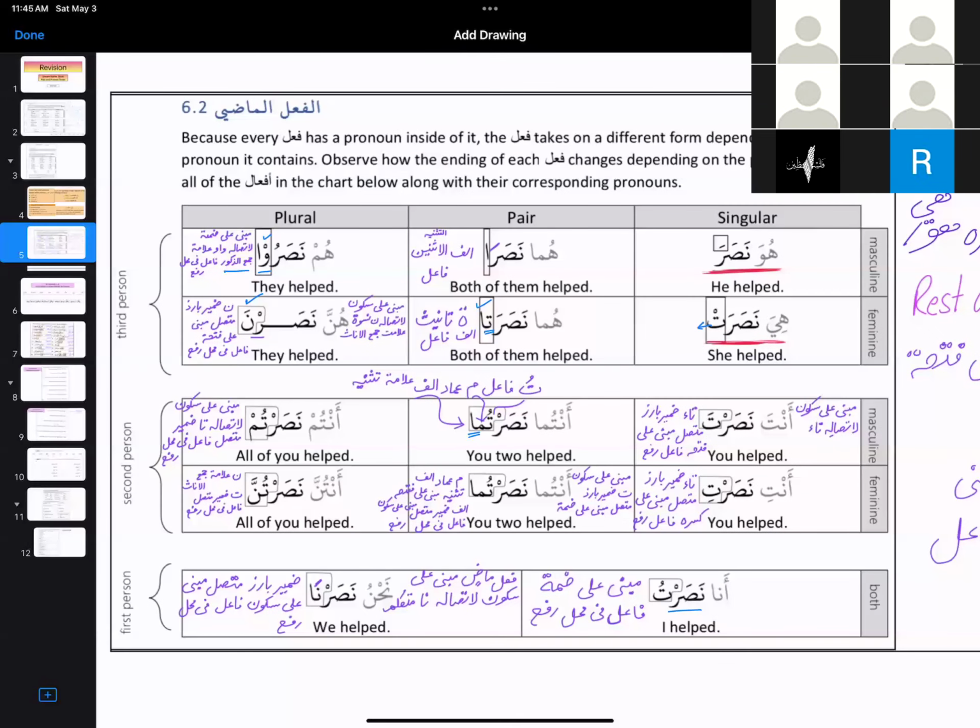Just simple and easy as I told. Ta fa'il you're going to call only after hunna. Simple and easy, right? So after hunna, all these tas are basically the fa'il. Right. And before there is no ta fa'il, not in nasarat, not in huma. They are not the fa'il. Right? So that's all.